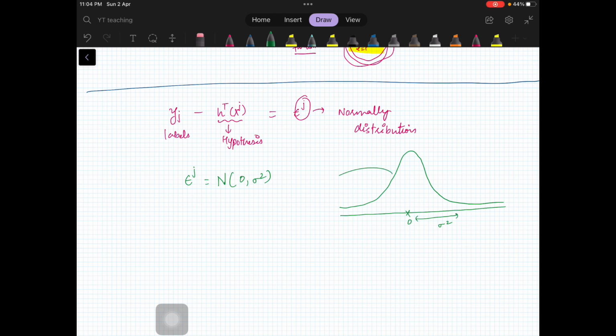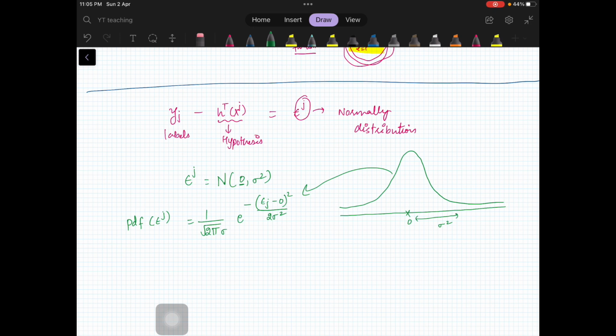So the graph of this function is 1 by square root of 2 pi sigma, e raised to the power minus epsilon_j minus whatever is the mean, and the mean here is 0, squared, upon 2 sigma squared. So this is the PDF of epsilon_j. PDF of epsilon_j means probability: what is the probability of getting the value epsilon_j?